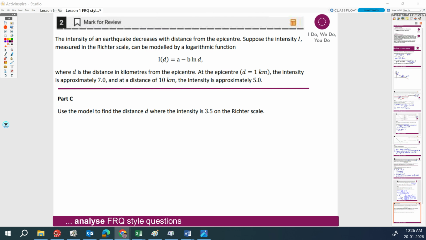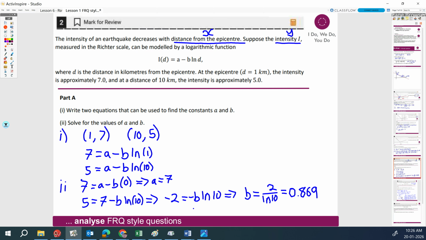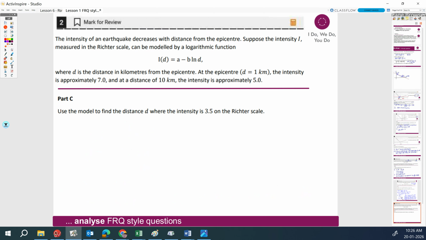Okay, so we found the model in the first part. We've got this 2 over ln 10 and 7. So we're going to use that model, and we want to find when the intensity, which is a y value, is equal to 3.5. So we've got 3.5 is equal to 7 minus 2 over ln 10 bracket ln d.